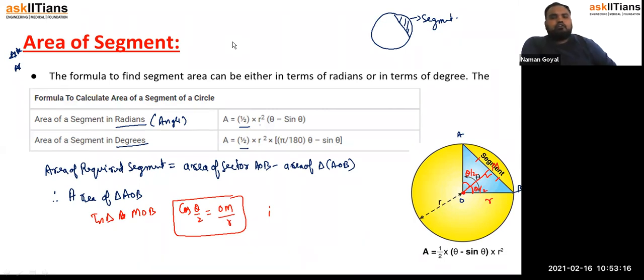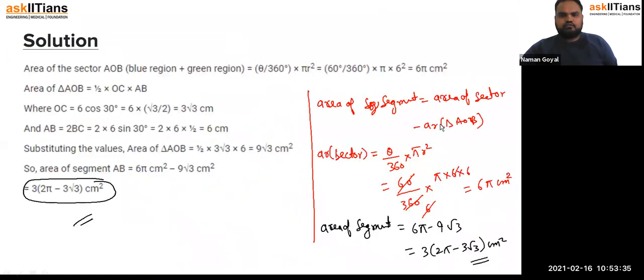So for the area of that triangle, what do we need? Two things: one is perpendicular height and second is base. So you can do these types of questions like that. Okay, so we do a question now.